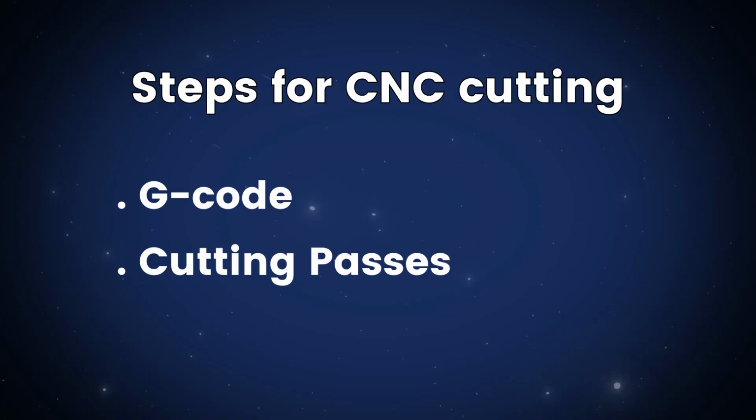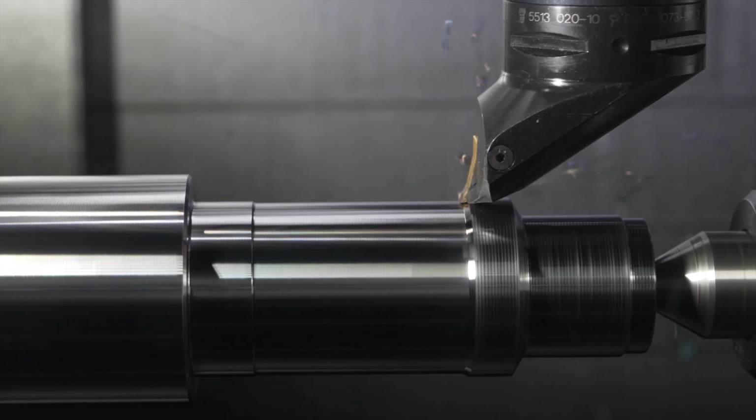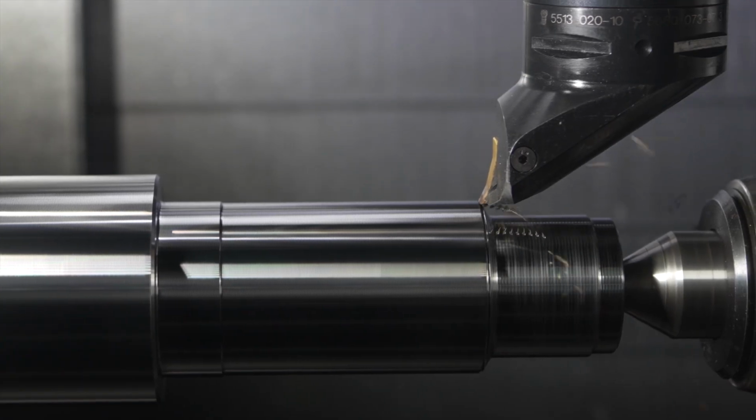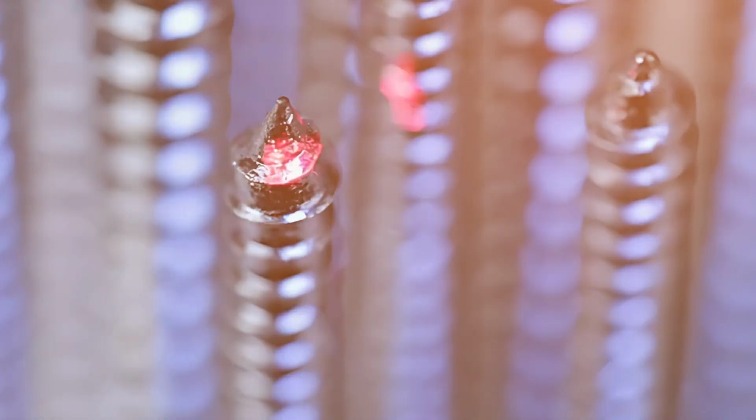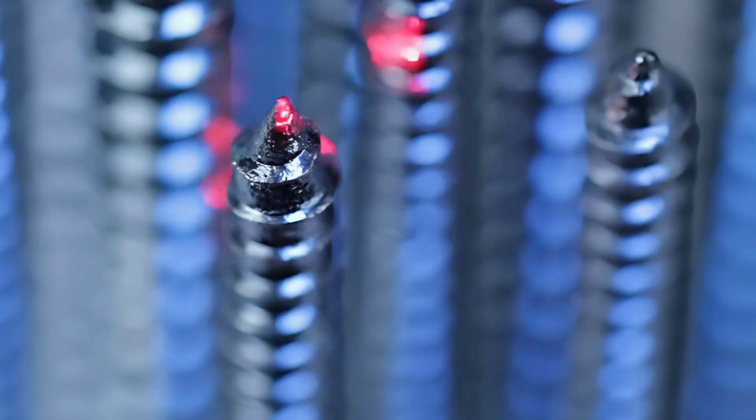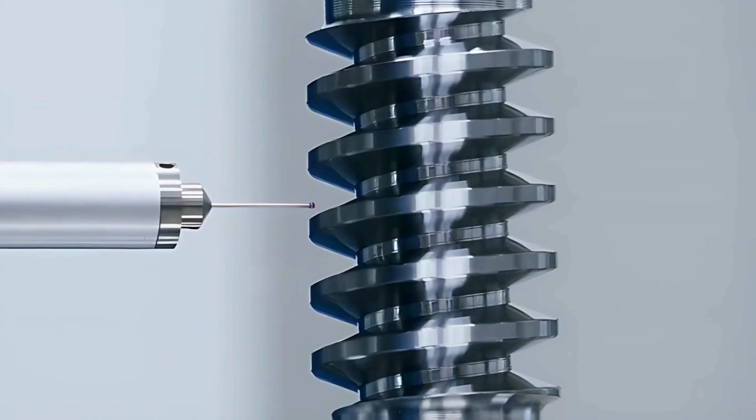Cutting passes. The tool makes several controlled passes, gradually reaching the final thread depth while maintaining pitch accuracy. Finishing. A final smoothing pass may clean the crests and improve surface quality. Tolerance checks. Go, no-go gauges or thread micrometers ensure the threads meet strict tolerances for fit and performance.